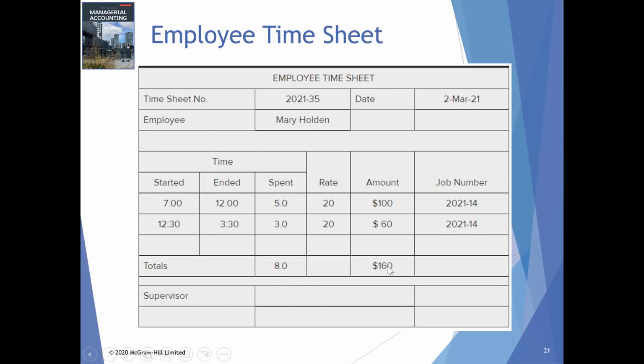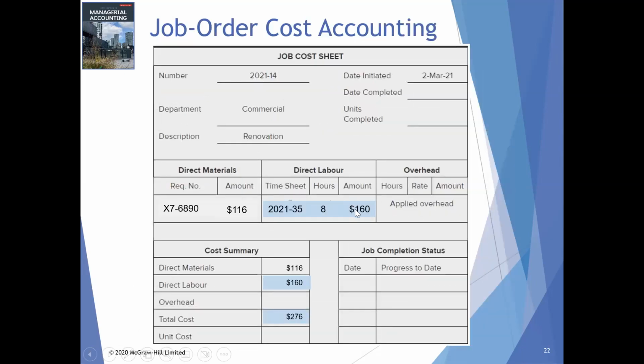Now, if you see in the next slide, you will see that 116 is the total here, and you can find the direct material and the direct labor, and the total cost will be 276. Now this is the direct material and direct labor. Next is the overhead, which is very, very important.